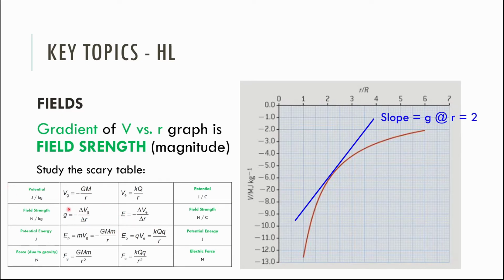Here's the clue that this rule applies. This says g is the gradient of Vg versus r. The delta over delta is your hint. So study that table, know what everything is, so you can at least know what equation to pick, and don't mix up this equation and this equation because they're totally different things.